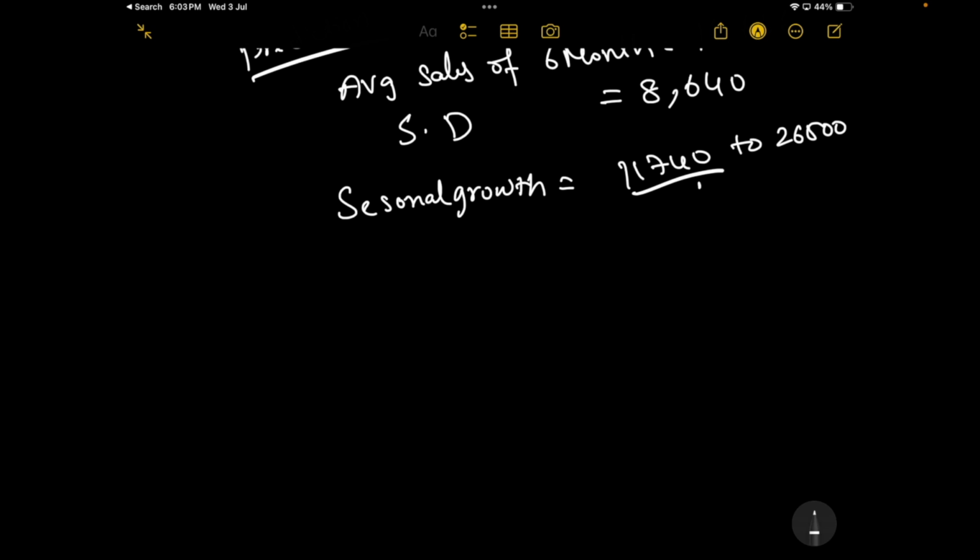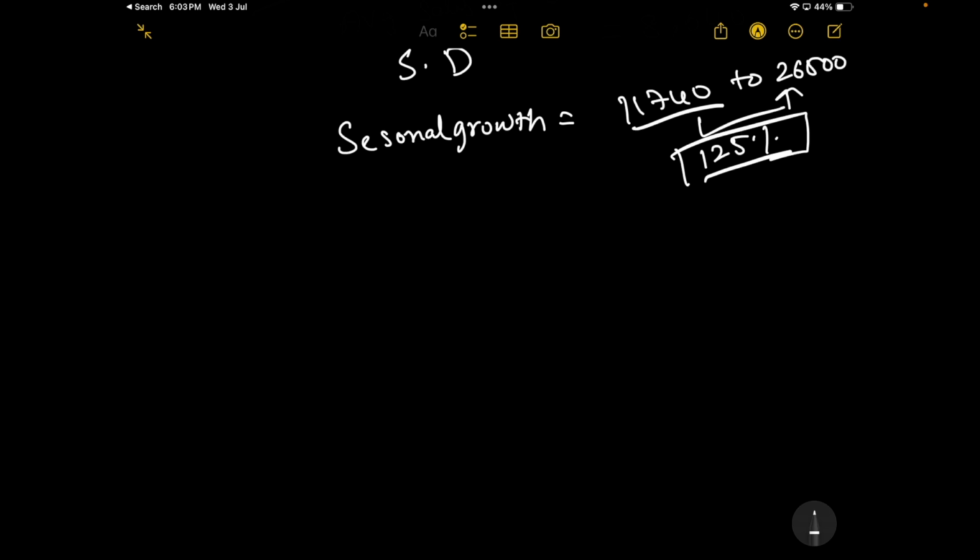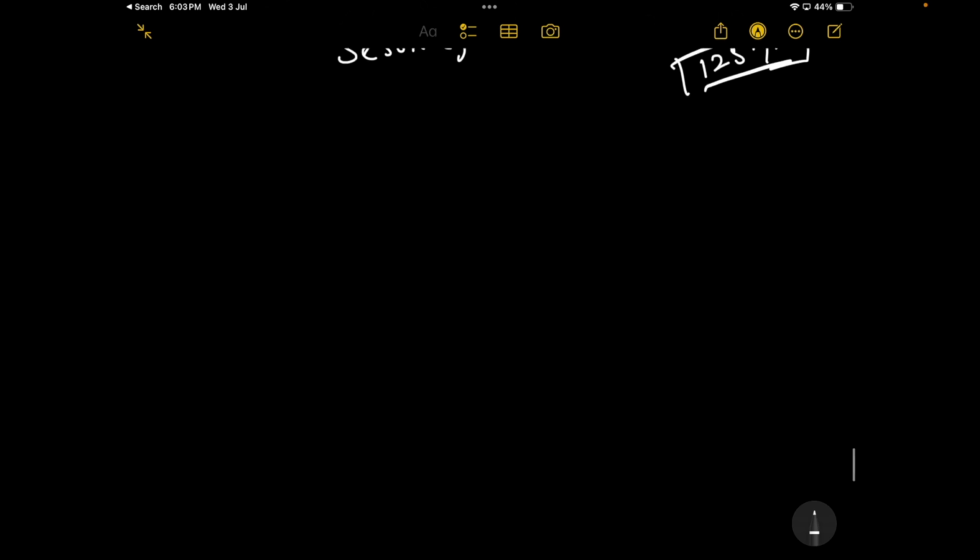If you take the growth here, that is nearly 125%. So now you got seasonal growth also. Seasonal growth is 125%. To find this percentage, what is 11,740 in 26,500? You can calculate, or you can directly ask Google, it will give you the answer. That is 125%. After taking that, there is a formula to find the prediction.